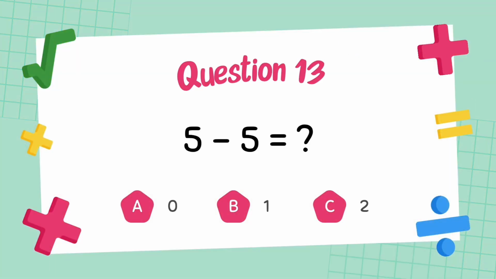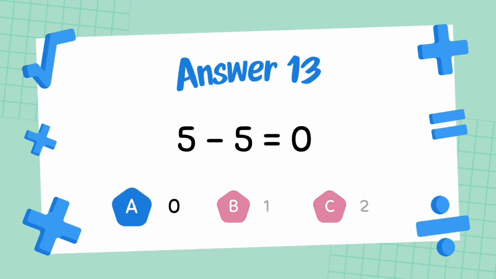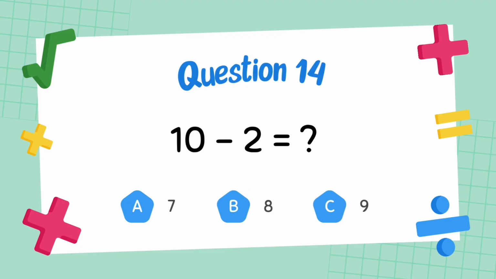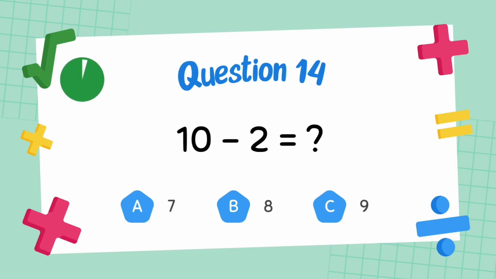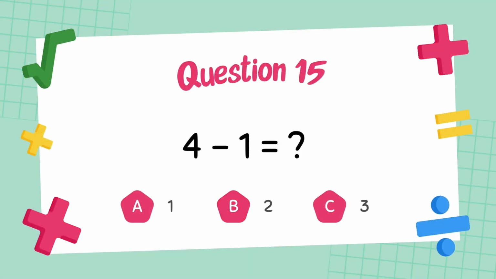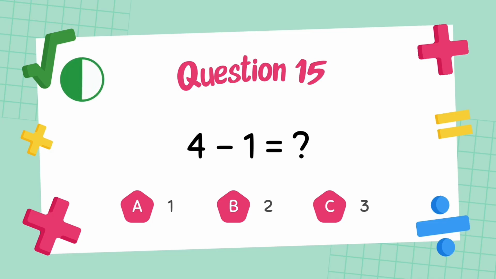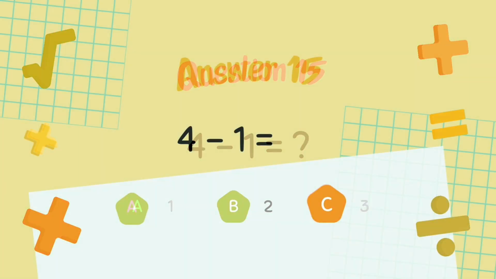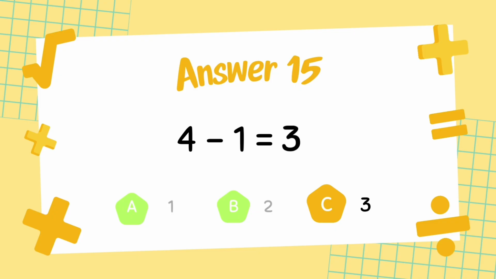What is 5 minus 5? The answer is 0. What is 10 minus 2? The answer is 8. What is 4 minus 1? The answer is 3.